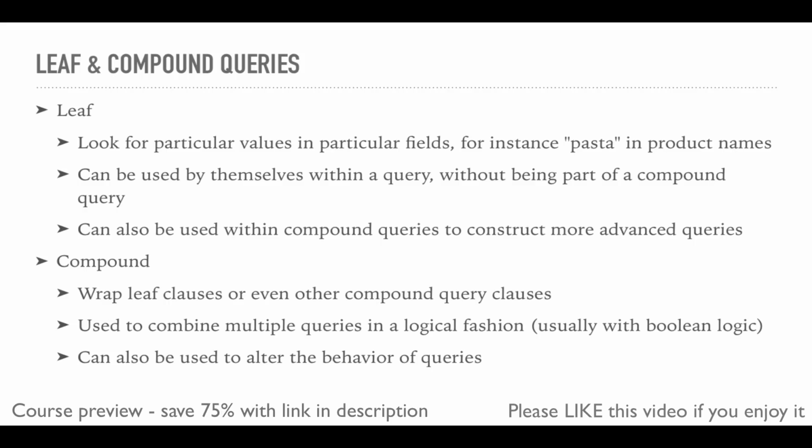These queries can be used by themselves without being part of a combined query. They can also be used within compound queries to construct more advanced queries. Compound queries are therefore queries that wrap leaf clauses or even other compound query clauses. They are used to combine multiple queries, usually using Boolean logic, and can be used to alter the behavior of queries.